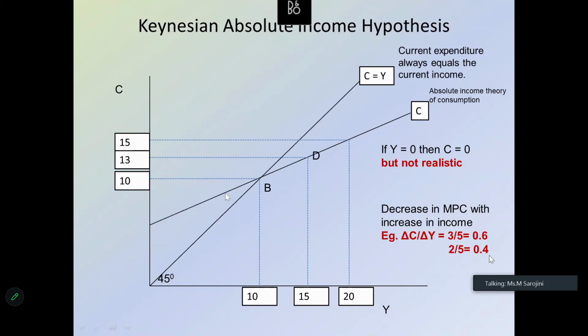Right? Again, if there is any question, when will the MPC decrease with the increase in income, explain using an appropriate diagram as well as an example. You have to be ready to explain.